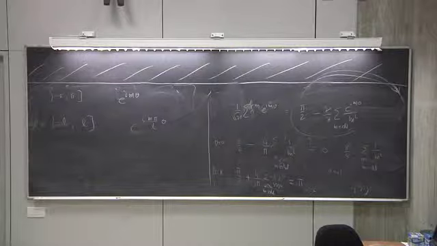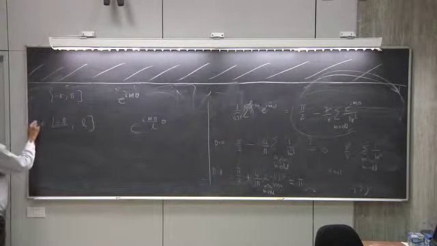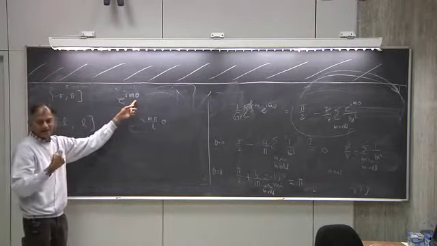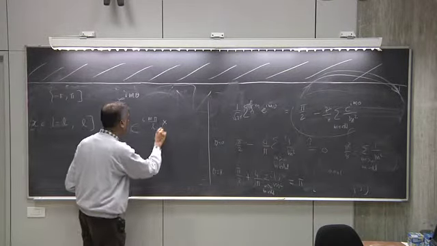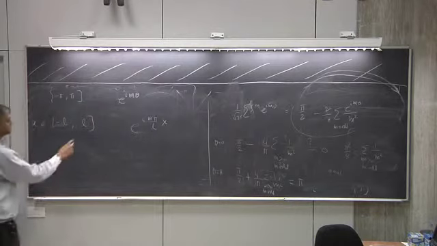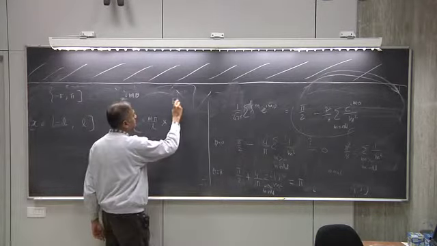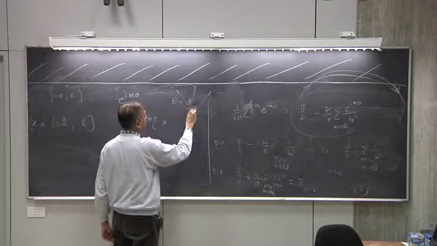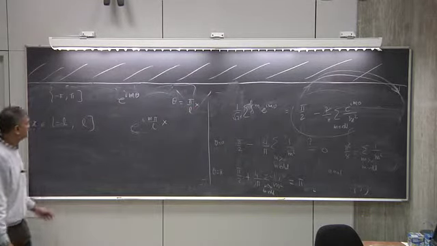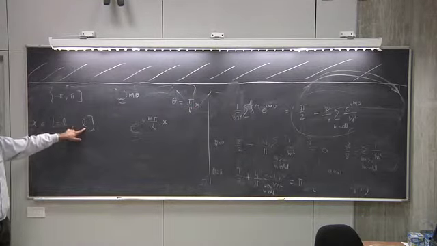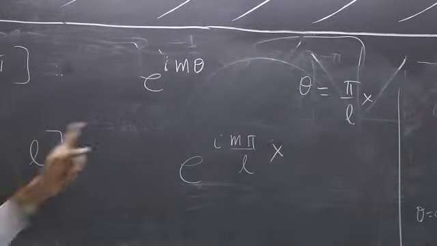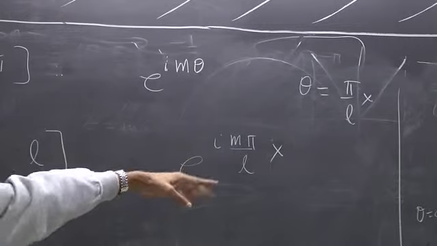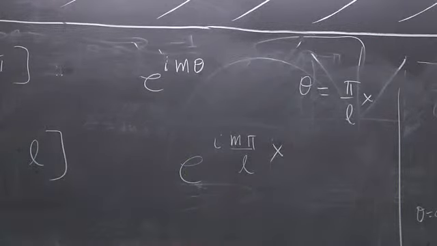Actually, let me call it x, because usually theta we always think of as an angular variable, right, with a range minus pi to pi. So what we have done is, starting from here, I just replace theta by pi x over L, which is exactly correct, because the end point x equal to L corresponds to theta equal to pi, and x equal to minus L corresponds to theta equal to minus pi. So just a simple substitution like that, and the rest of it is exactly identical.